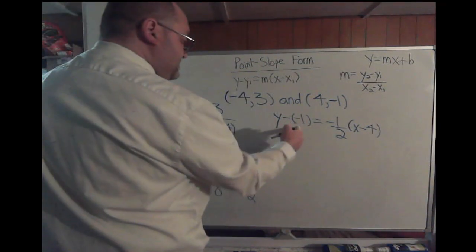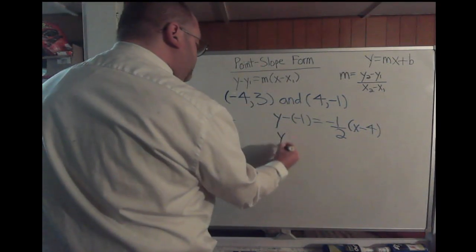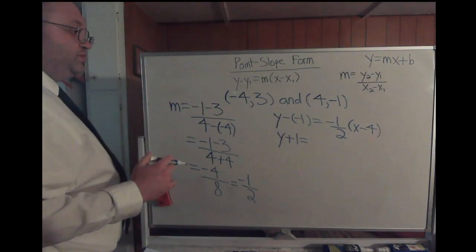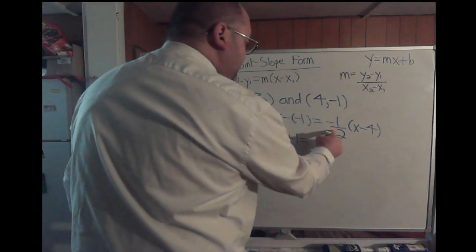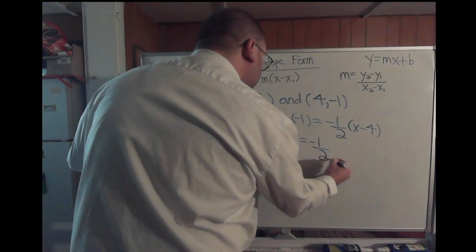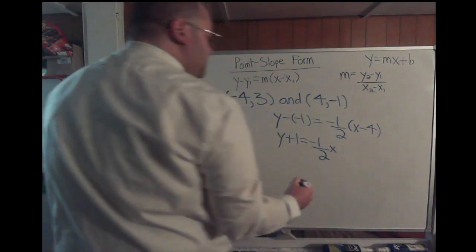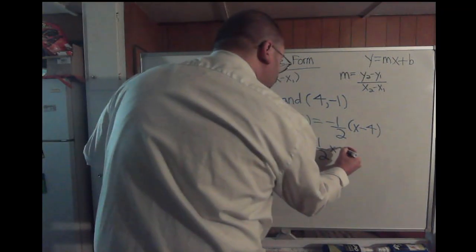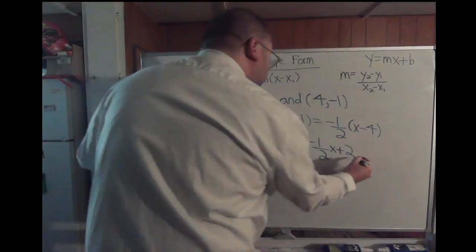Well, y minus minus 1, that's y plus 1, is equal to, now I need to do the distributive property here. If I take negative 1/2 times x, I'll get negative 1/2 x. Then if I do negative 1/2 times negative 4, I'll get positive 2. So you'll get negative 1/2 x plus 2.